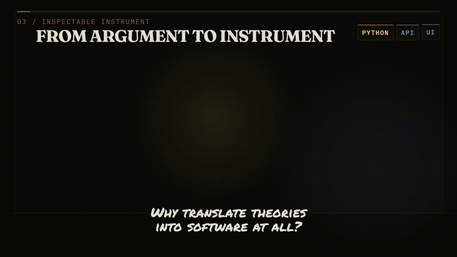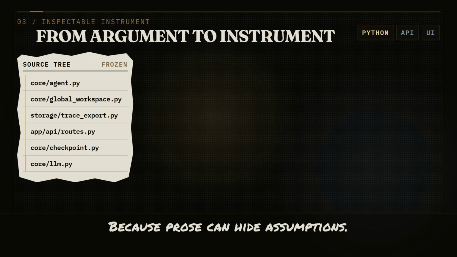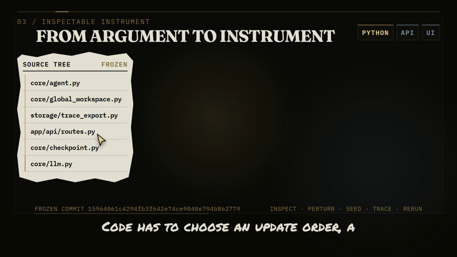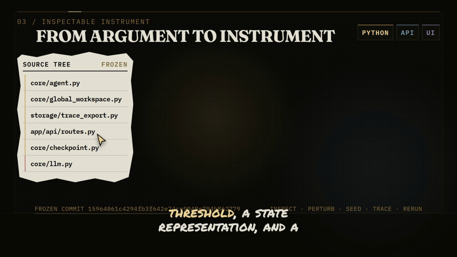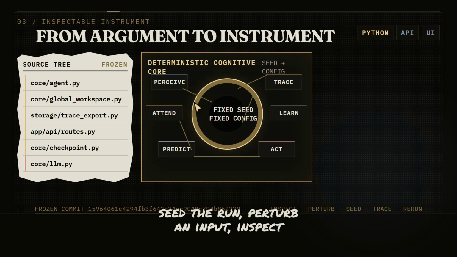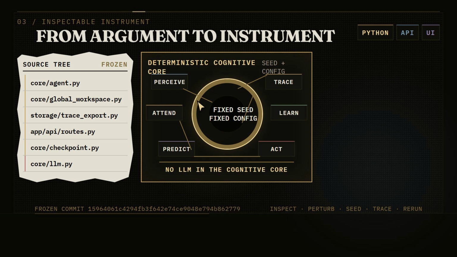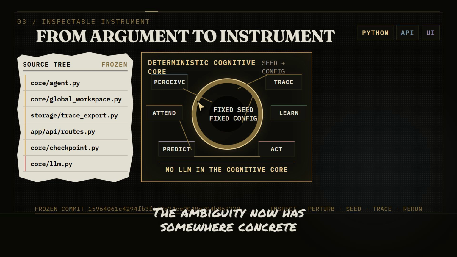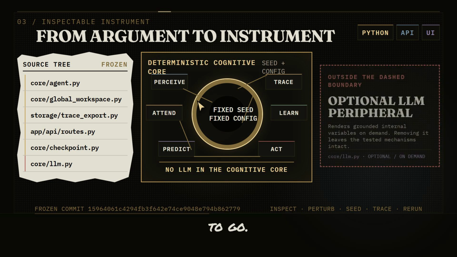Why translate theories into software at all? Because prose can hide assumptions. Code has to choose an update order, a threshold, a state representation, and a consequence. Once those choices are explicit, we can seed the run, perturb an input, inspect intermediate state, export the trace, and repeat the experiment. The ambiguity now has somewhere concrete to go.